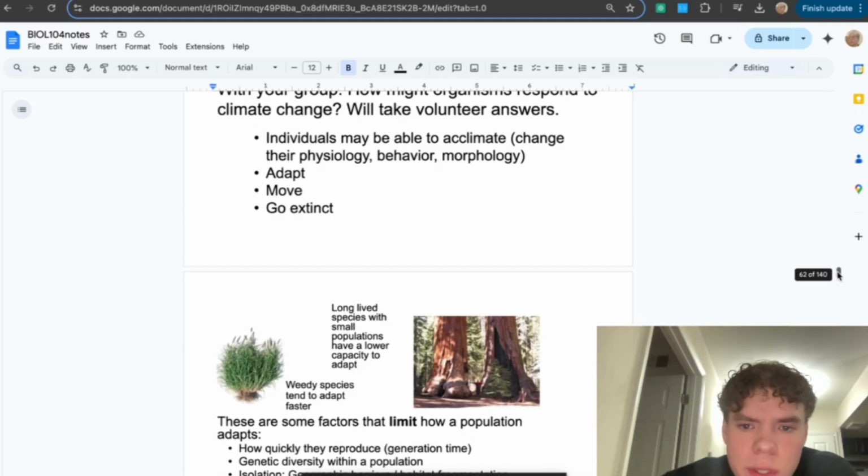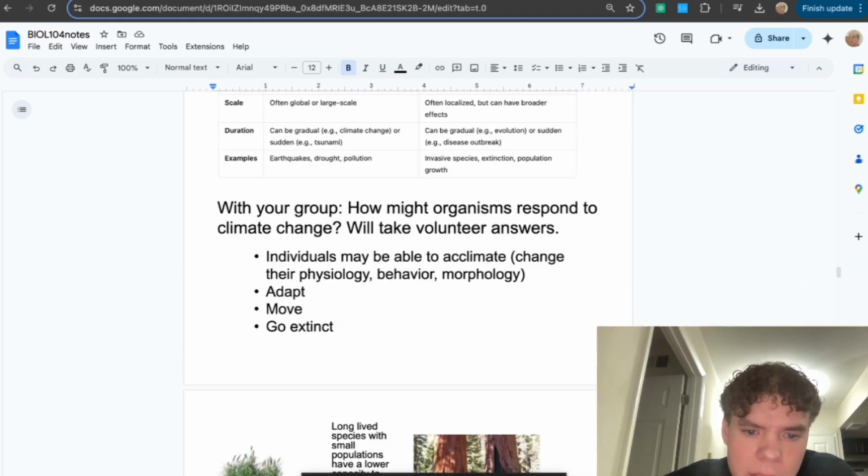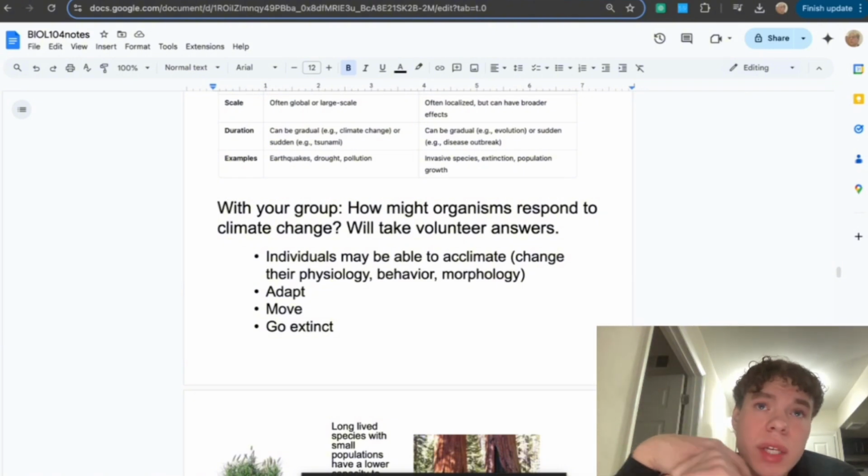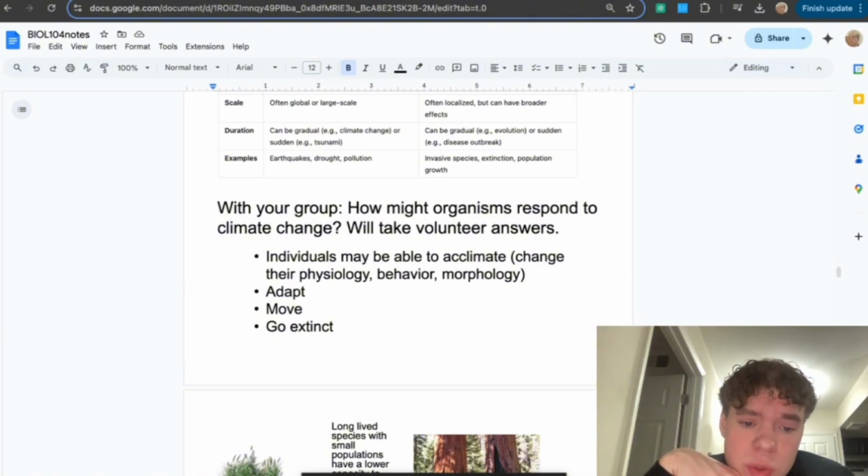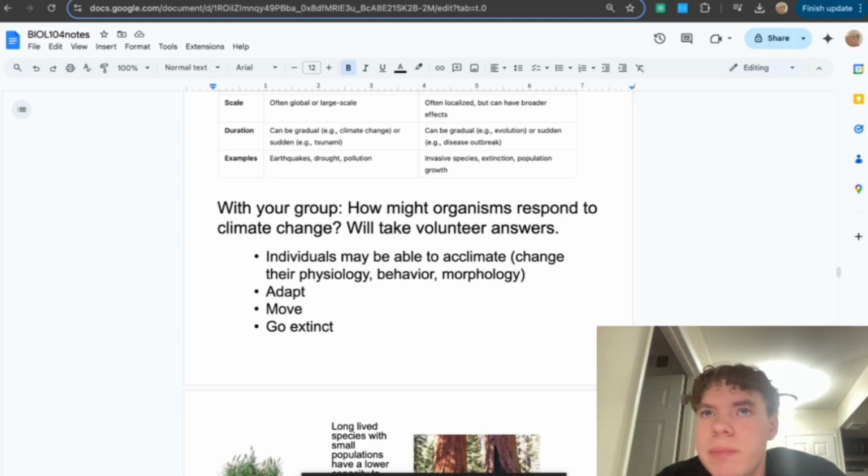So how can organisms respond to climate change? Well, individual organisms can adapt, which doesn't actually help the entire species as a whole, it just helps the individual. They can adapt via natural selection and evolution to become more fit for the current environment. They can move or they can go extinct. Like I mentioned earlier, polar bears literally cannot go any further north. So if there was a significant increase in Earth's temperature, there's no way for them to go. So if there is a big change in the environment, the species has to adapt, or they just have to move or go extinct.